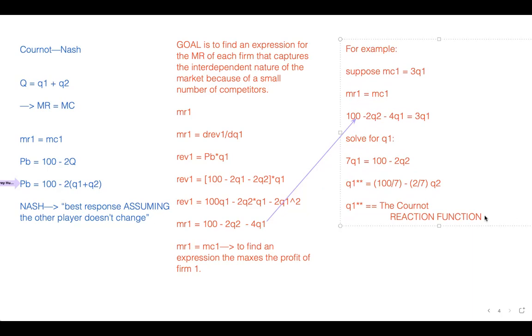Okay, so the Nash equilibrium, or the Cournot Nash equilibrium, and we normally write equilibrium like that, is the intersection of the reaction functions of both firms.